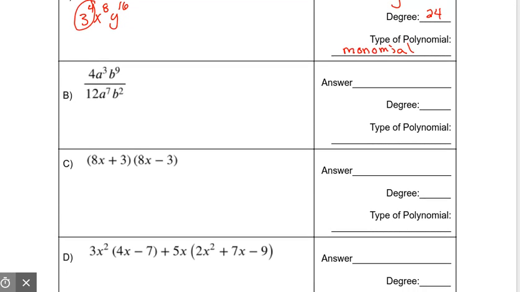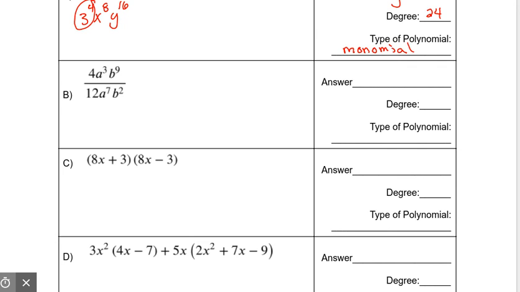For letter B, that is a division problem. So the rules here, I'm going to simplify the fraction. So I have the fraction 4 over 12. And then I'm going to use my division rule for my variables. Now, when I'm dividing, I'm going to subtract exponents. So I'm going to go ahead and organize my information all together.